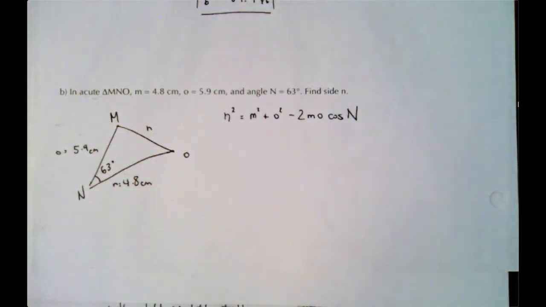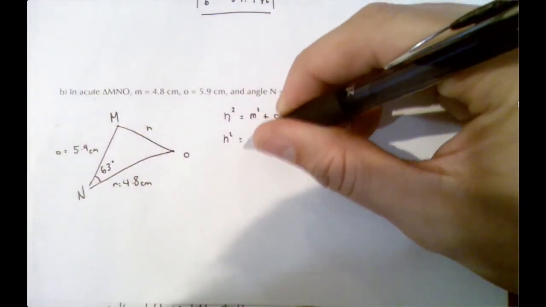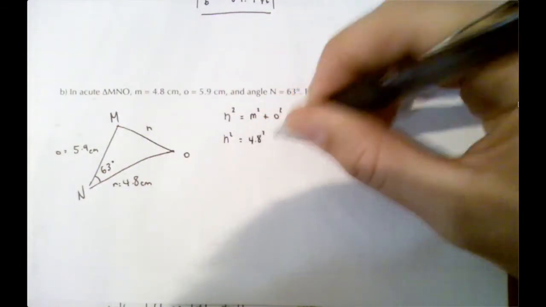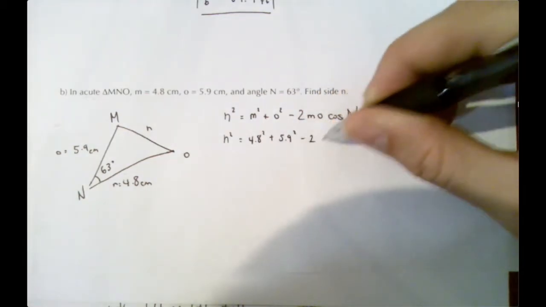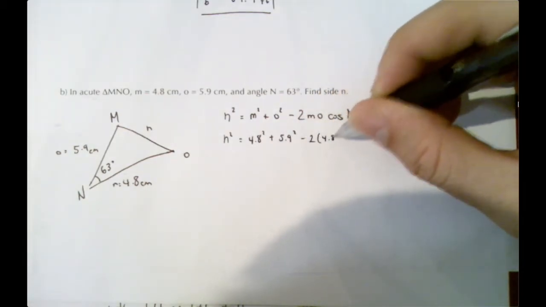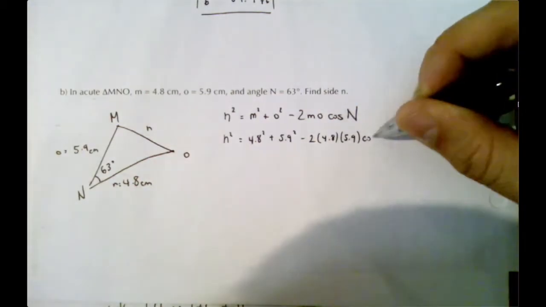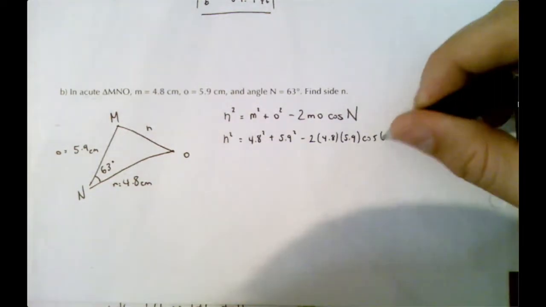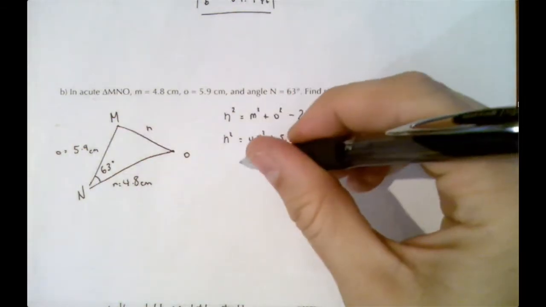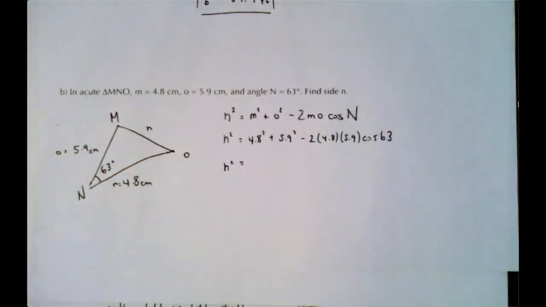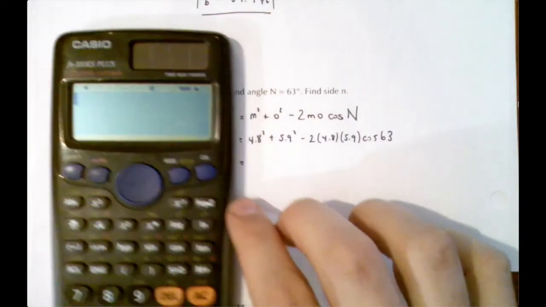Now we can fill in what we know. We don't know N squared. M is 4.8, so we got 4.8 squared plus 5.9 squared minus 2 times 4.8 times 5.9 cos 63. And now our strategy is just to type in the entire right side into our calculator. So let's see what we're doing here.